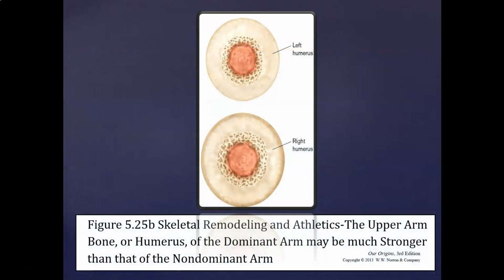So this is showing you a cross-section of the humerus. So kind of the use it or lose it model. Those of you in lab kind of learned about the use it or lose it. So if you're right-handed, it's likely that your right arm, that your right humerus will be thicker and more robust, and your left humerus will be more gracile.